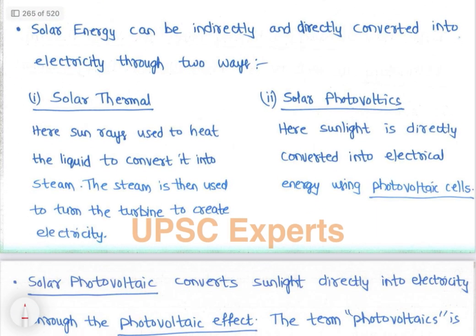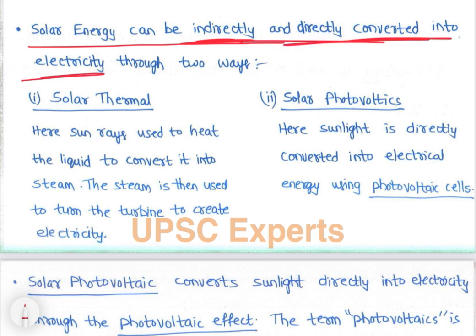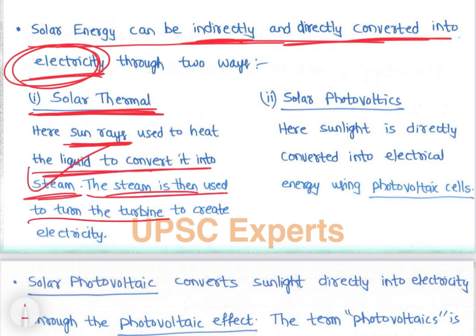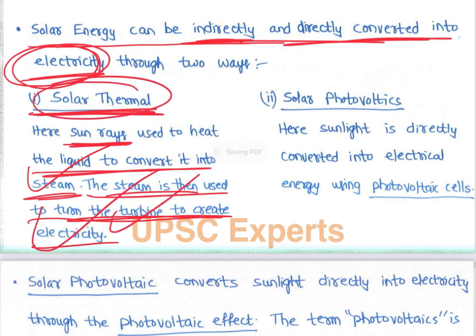Let's check it. See, solar energy can be indirectly and directly converted into electricity through two ways. That is solar thermal. Here sun rays are used to heat the liquid to convert it into steam. Okay? The steam is then used to turn the turbine to create electricity, right? That is solar thermal. Then next is solar photovoltaics. Here sunlight is directly converted into electrical energy using photovoltaic cells.